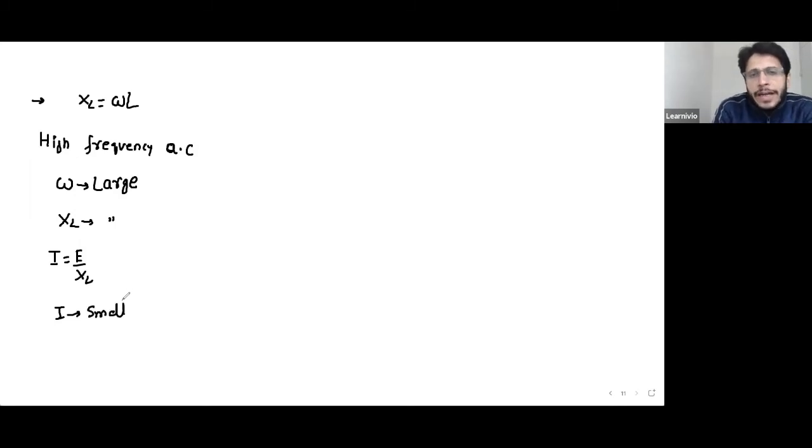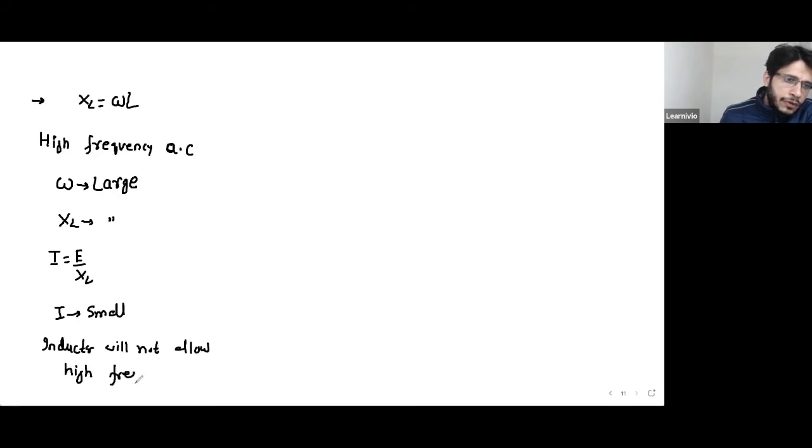I small means your inductor will not allow the current of very large frequency to pass through it. If you're passing a current of very high frequency through an inductor, then its inductive reactance would be very high. It will try not to allow that current to pass through it. So inductor will not allow high frequency current to pass.